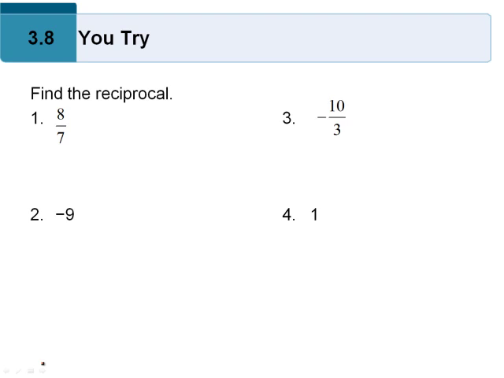So this slide we're going to find the reciprocal. So number 1, the reciprocal of 8 over 7 is just 7 over 8. Number 2, negative 9, remember you can put that over 1, so the reciprocal would be negative 1 over 9. Okay? Negative 10 over 3, the reciprocal would be negative 3 over 10. And 1, remember that can be written as 1 over 1, so you can either write the reciprocal as just 1, or you could write it as 1 over 1, either way. Okay?